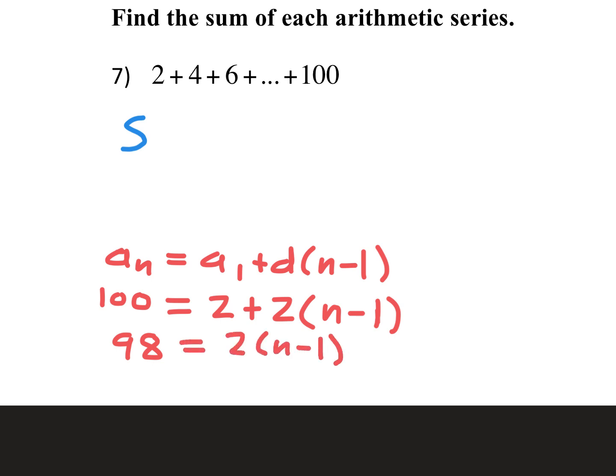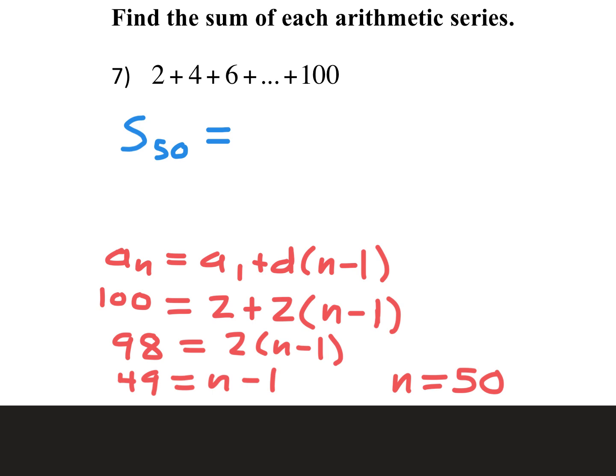A lot of people would be tempted to distribute here. If we're trying to get n alone, we don't want to invite another number to come stand next to n. So let's divide that outside 2. All right, and now we could see that n equals 50. So now I could go back to the sum formula. We're finding the sum of the first 50 items in this series.